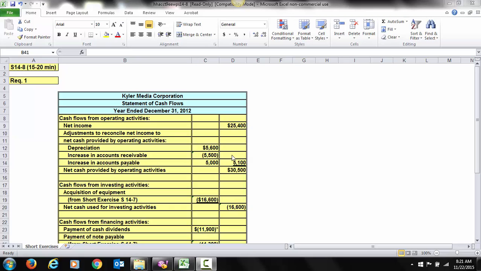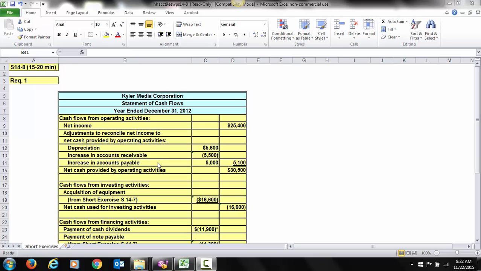And so let's just take the increase in accounts receivable for a second. We know that our accounts receivable went up by $5,500. Let's think about what happens to get that increase. Accounts receivable is increased with a debit, sales are increased with a credit because we've sold something on account, but we don't yet have the cash. Therefore, we're going to subtract out $5,500.